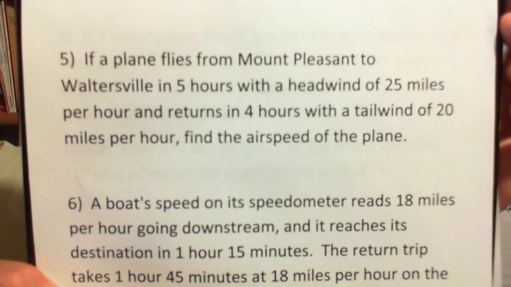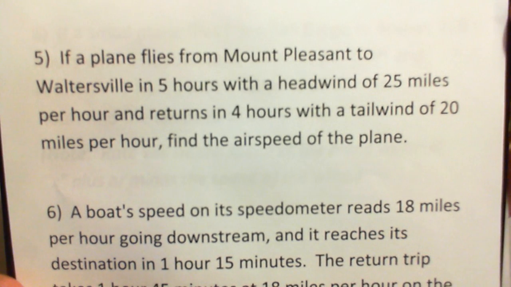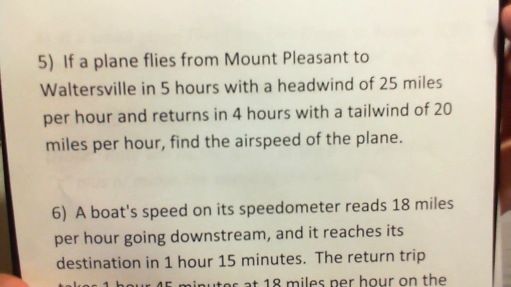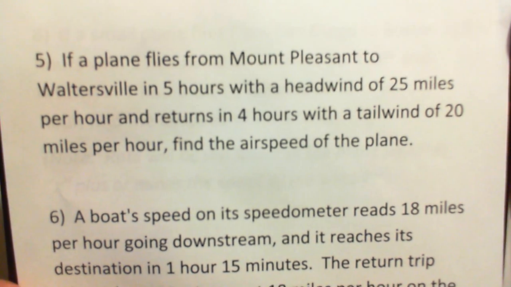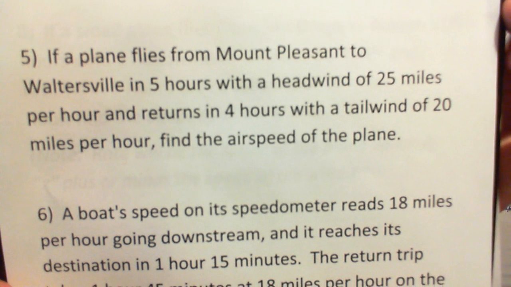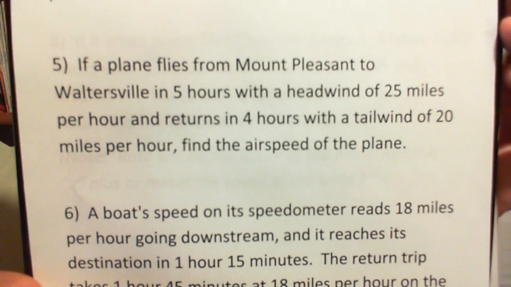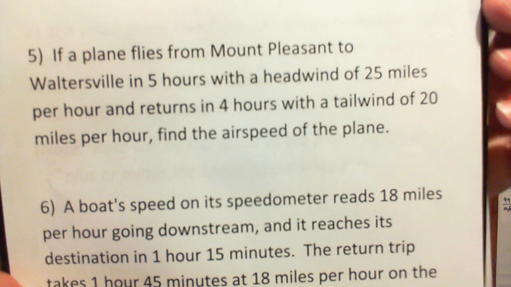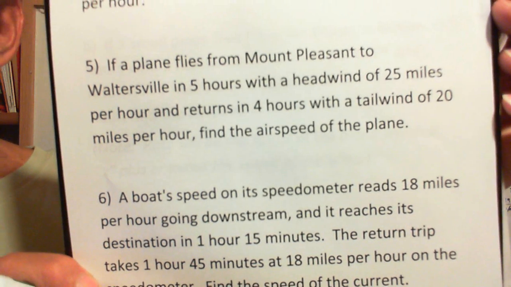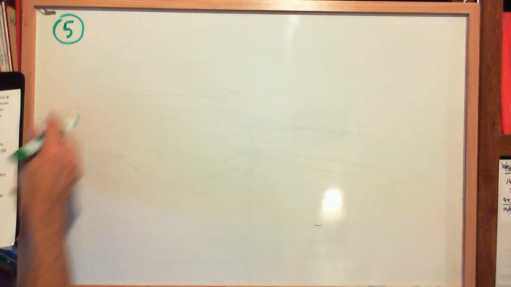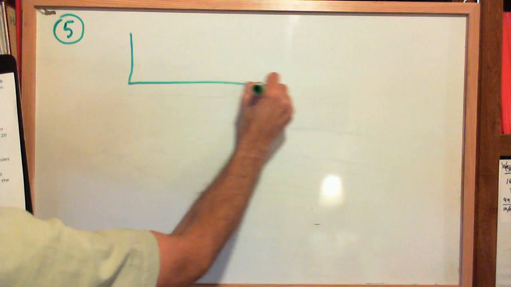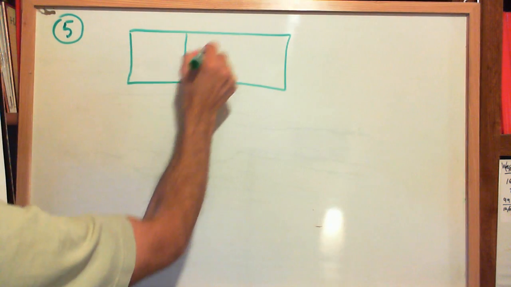This is actually different than some of the others because the speed of the wind itself has changed. It was 25 going into the wind, and then as they turned around, suddenly the wind stopped blowing as hard, and it's going only 20 miles per hour. We're supposed to find the speed of the plane, the left side of the rate column. So this is number 5, so we've got to draw our box again. I hope you're starting to see why these boxes are useful.